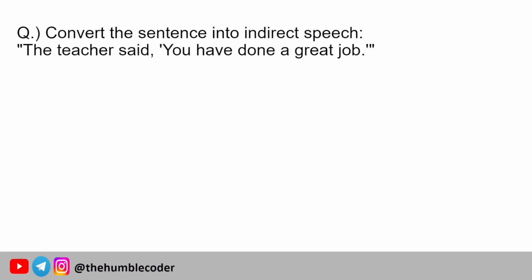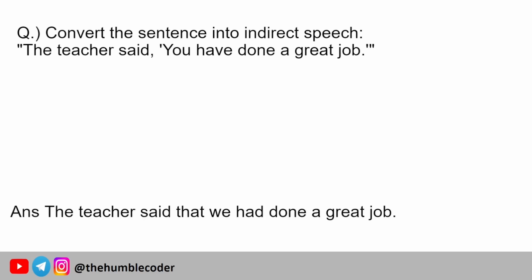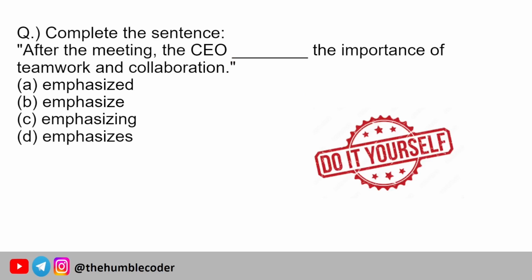Convert the sentence into indirect speech. We have a direct speech sentence, which is: the teacher said, you have done a great job. So the indirect speech of this would be: the teacher said that we had done a great job. So again, first of all, we will put a that here in this place, and instead of you, because in that context the teacher was speaking, but now we are reporting this sentence. That is why we say we. Now we will not use have, because the sentence is already in past tense, so we had done a great job. Next question.